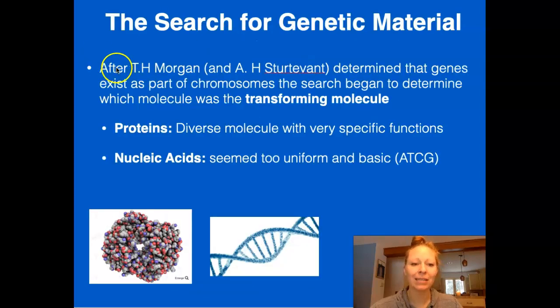We finished our last chapter understanding that T.H. Morgan and Stewart had determined that genes exist on a chromosome, but they didn't really understand what a chromosome was at the time. They knew that there was a molecule that was passed on from one generation to the next, and they called it the transforming molecule. It was able to transform the traits of whoever it was given to.